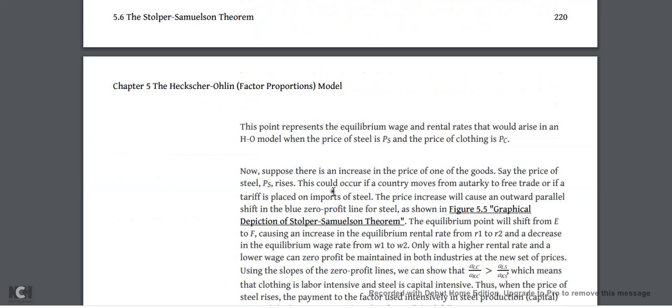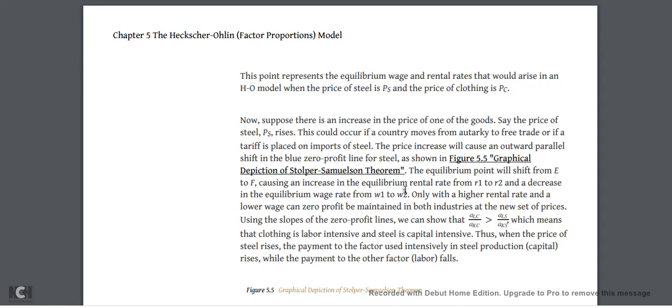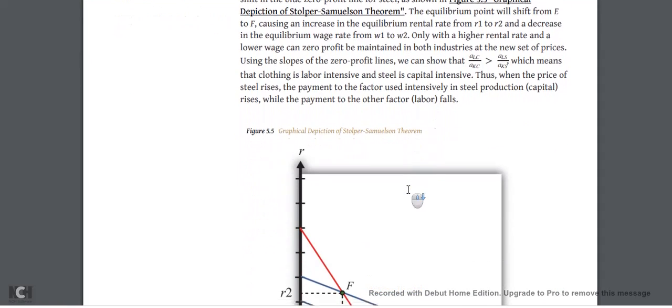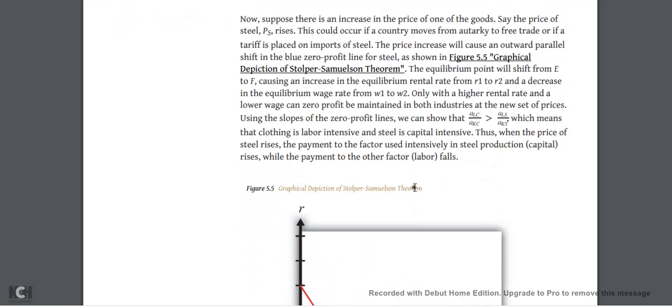Okay. So this point represents the equilibrium wage and rental rates that would arise in a Heckscher-Ohlin model when the price of steel is PS and the price of clothing is PC. Okay, so now let us try to understand this graph. Further, we can study this graph.